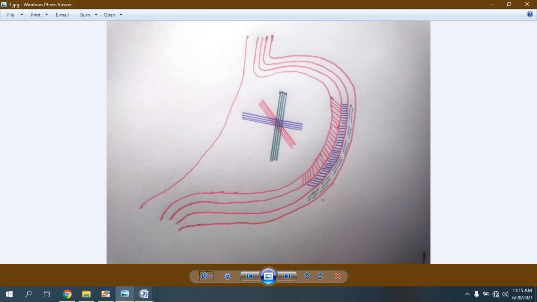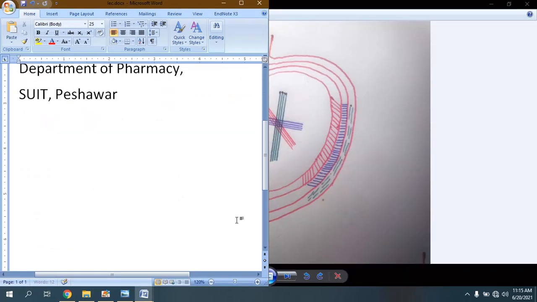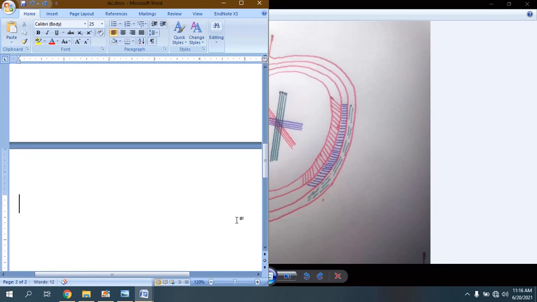What is the main function of the oblique smooth muscles over here? As you know, the stomach is responsible for the breakdown of food, for the digestion of food, and for the churning of food. So the churning is made by the oblique smooth muscle, by the combination of the longitudinal smooth muscle, circular smooth muscles, and oblique smooth muscle, which make the stomach churn the food, thoroughly mix the food and convert the food into small particles.